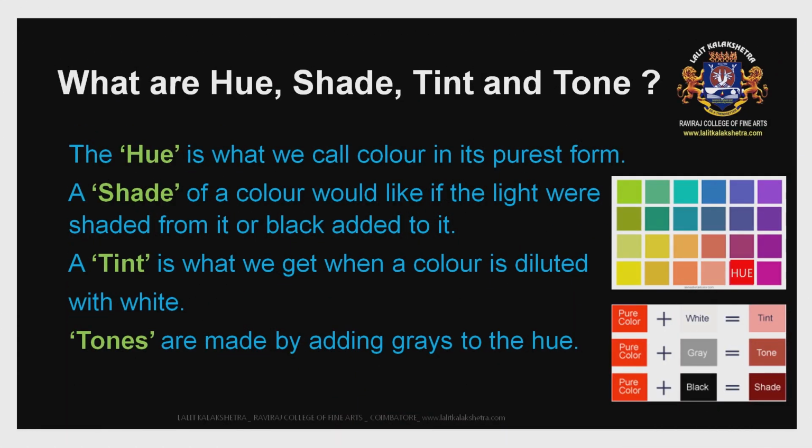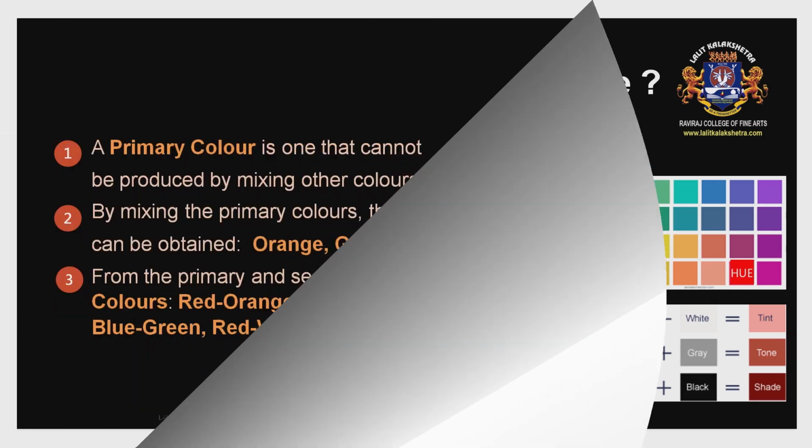What are hue, shade, tint and tone? The hue is what we call color in its purest form. A shade of a color would look like if the light were shaded from it, or black added to it. A tint is what we get when a color is diluted with white. Tones are made by adding grays to the hue.